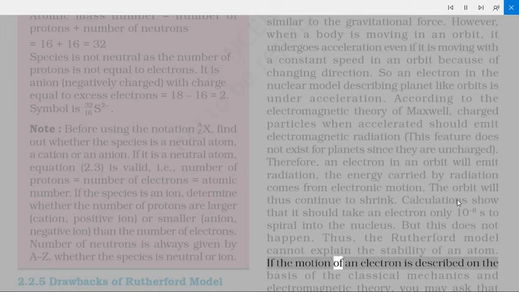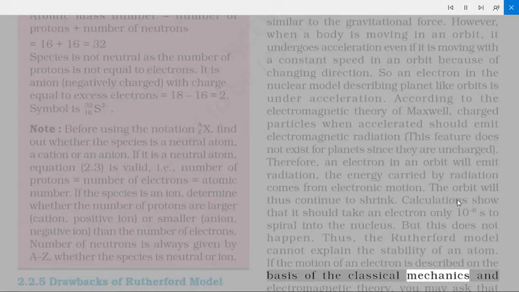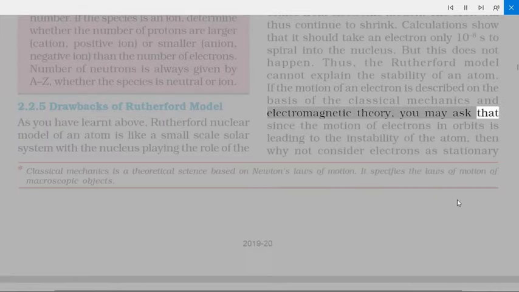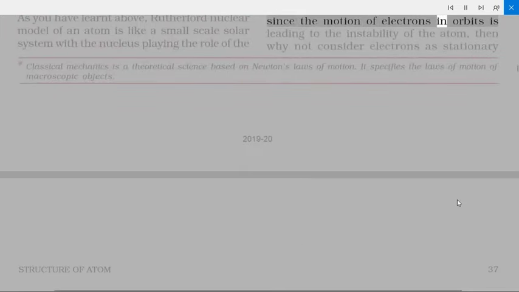If the motion of an electron is described on the basis of classical mechanics and electromagnetic theory, you may ask that since the motion of electrons in orbits is leading to the instability of the atom, then why not consider electrons as stationary?